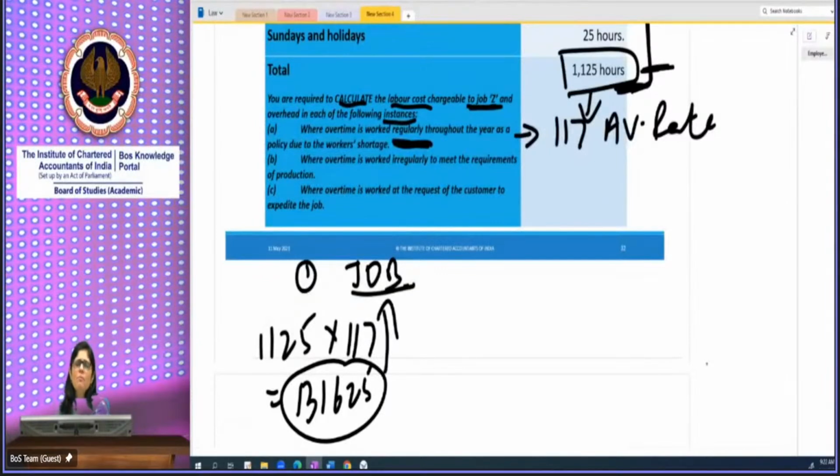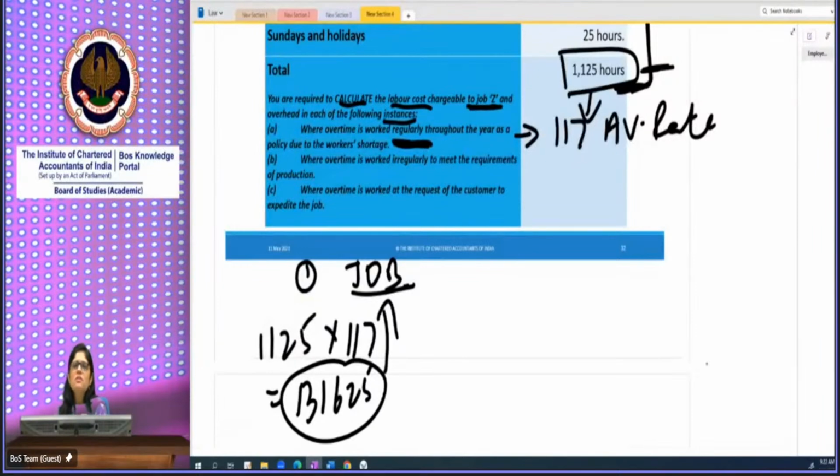Like we just did with normal idle time. The worker was sitting idle waiting for the next job to start, and in that question we took it as abnormal idle time. So students, normal in one question can be abnormal in another question. You have to decide on the basis of what's given in the question.